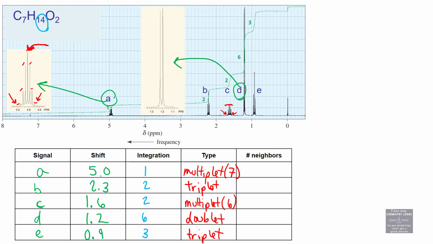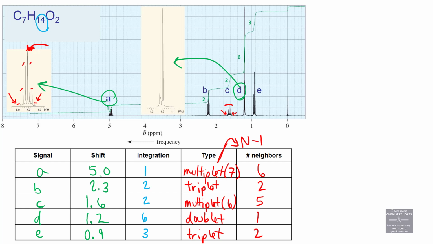We're going to take the number of peaks minus 1 to get me the number of neighbors. So 7 minus 1 is 6. 3 minus 1 is 2. 6 minus 1 is 5. 2 minus 1 is 1. 3 minus 1 is 2.